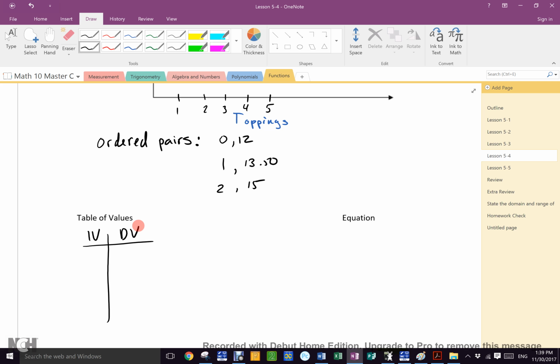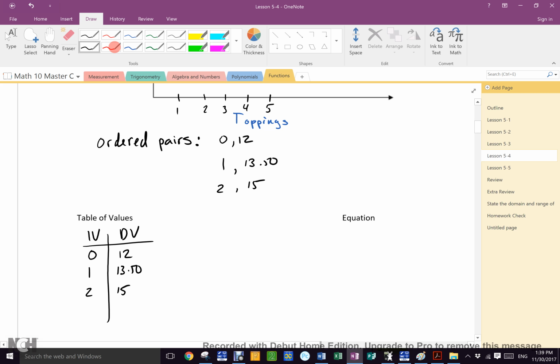On a graph, it's still x-axis and y-axis, yes? So what goes here? 0. What goes here? 1. What goes here? 13.50. What goes here? 2. What goes here? 15. Everybody good? Now we understand tables of values, yes? So what's the only thing left? To understand it as an equation.